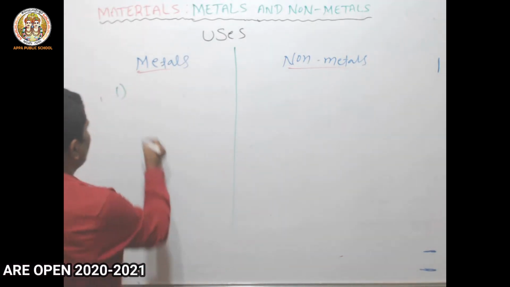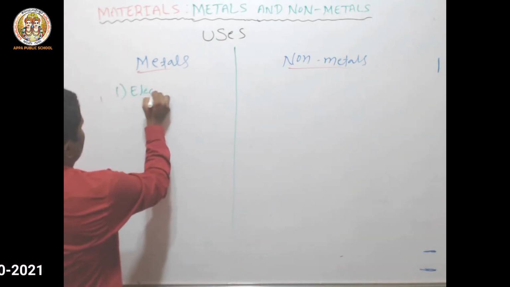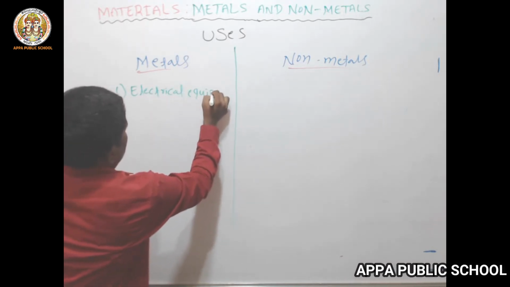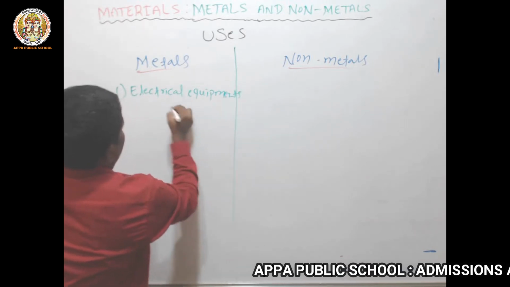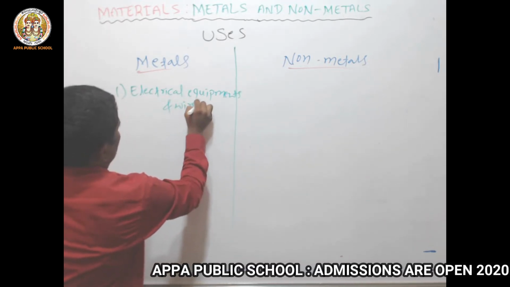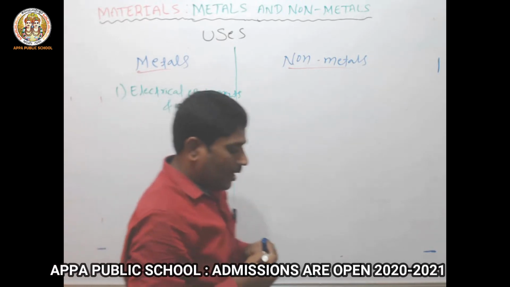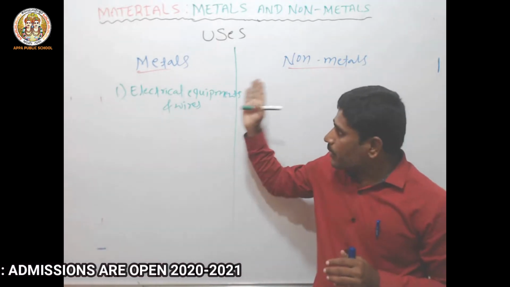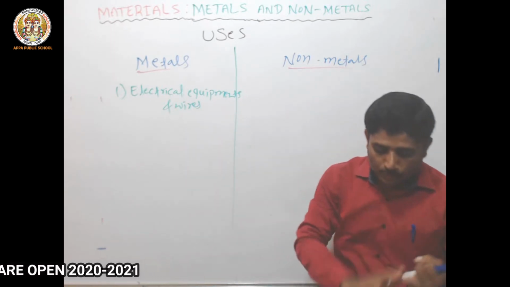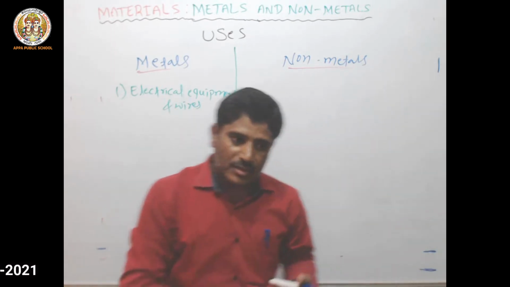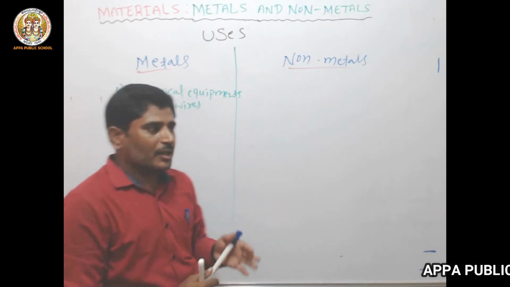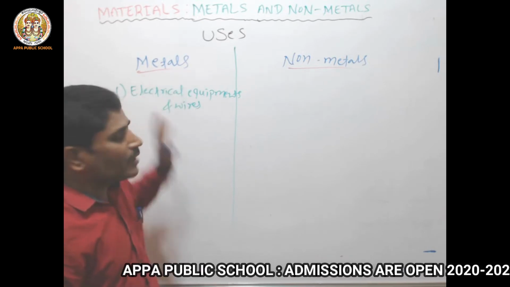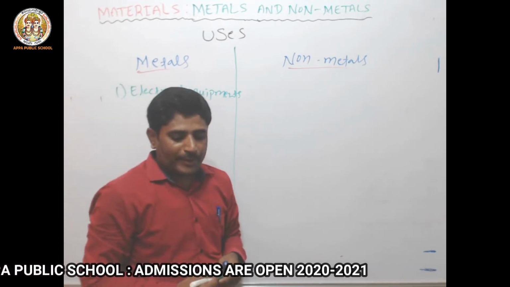Yes, my dear friends, electrical equipments and wires, especially. You know very well, so many electrical equipments are there, so many devices are there, so many wires are there: copper wire, aluminum wire, iron wire, tungsten, chromium, nickel. So these are the wires we are going to prepare by using the metals. It is the first point.